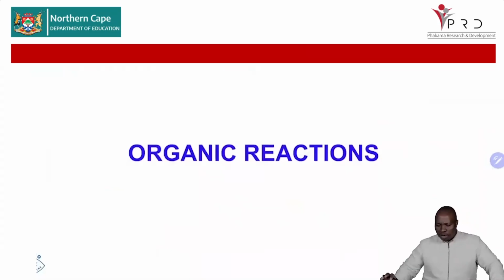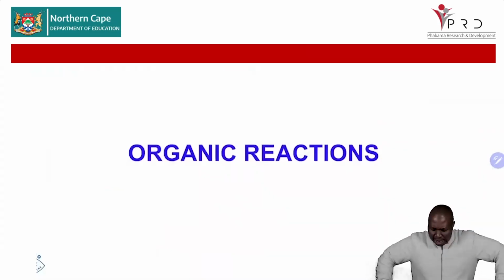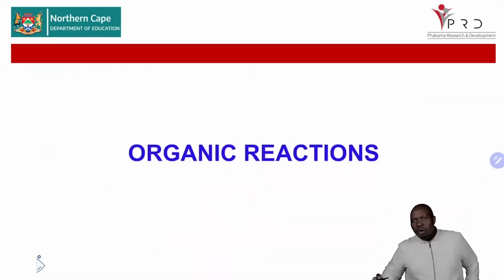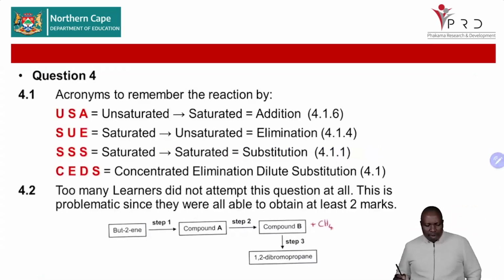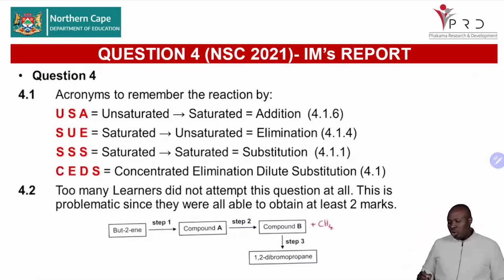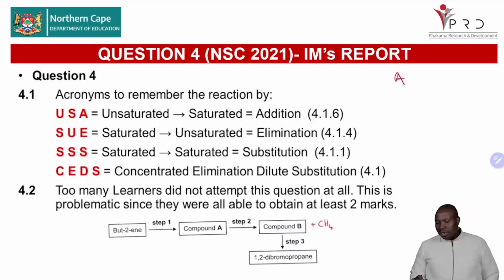And with no wasting of time, we'll move to organic reactions. Now, on organic reactions, as I indicated to you, we are doing addition, substitution, elimination, and oxidation. Sometimes we refer to it as combustion, and then we are doing esterification. So those are the 5 that we do. Remember, under elimination, we have what is called cracking.